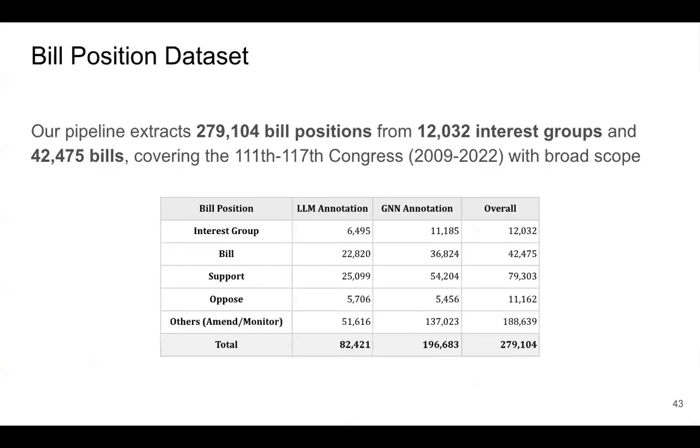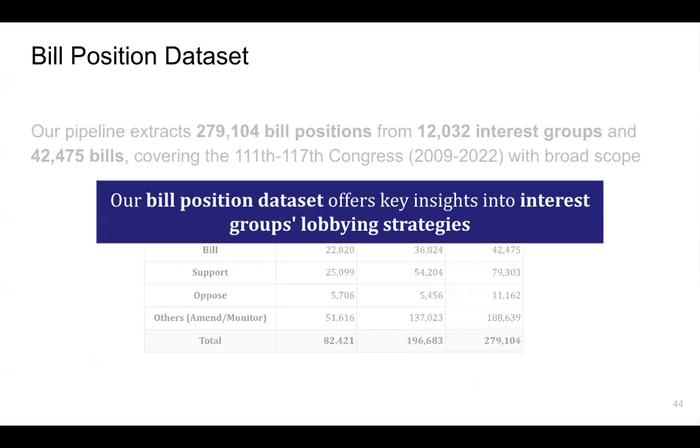So we do this with 279,000 bill positions and 12,000 interest groups, covering 2009 to 2022. So that's what the data set looks like. And all of this data set is actually available, I think, on GitHub. The paper itself is under review, but we have it on arXiv as well.